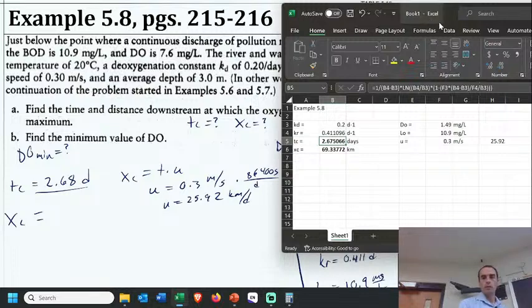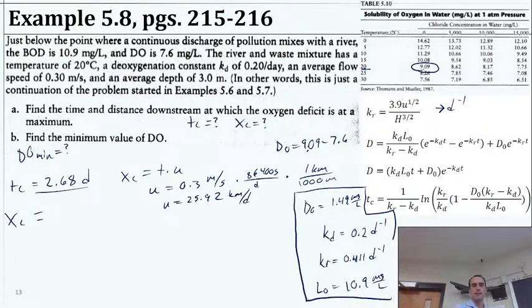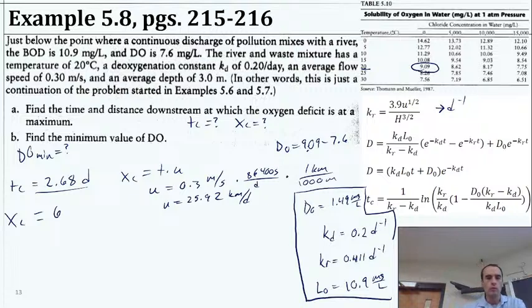And from there, we can go on and say, okay, we've got 2.68 days. The XC then should be the time times the speed. But the speed right now is in meters per second, so we need to convert one way or the other. You could convert the days into seconds if you want. I was going to just go ahead and convert the speed into kilometers per day. So multiply by 86,400 seconds per day, divide by 1,000 meters per kilometer. And we'll get a new speed that's 25.92 kilometers per day. And when we put those together, we can get this value of 69.3 kilometers for the X value.